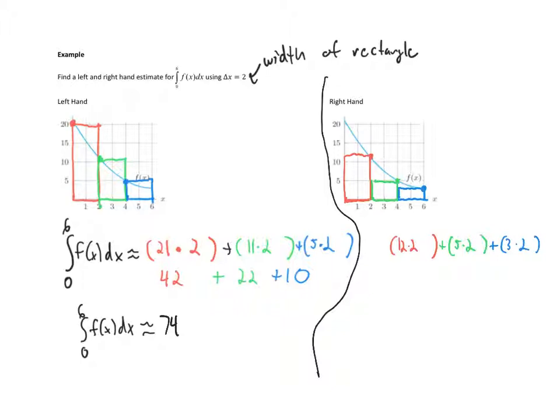So the area of the red rectangle is about 24. The area of the green rectangle is about 10. And the area of the blue rectangle is about 6. Adding all those up, I'm going to estimate that the area under the curve of f of x dx is approximately 34 plus 6, 40. And so what we can reasonably say is the actual area should be somewhere between 74 and 40.